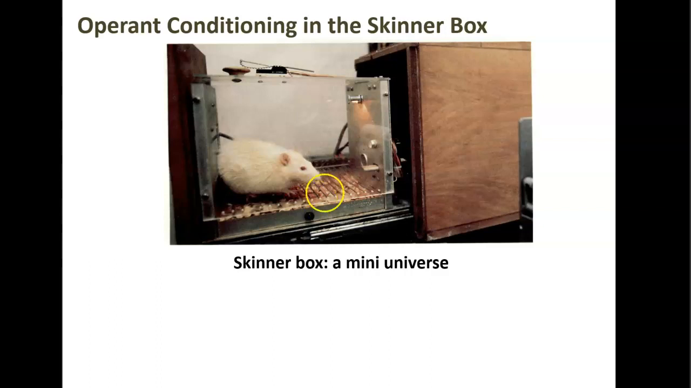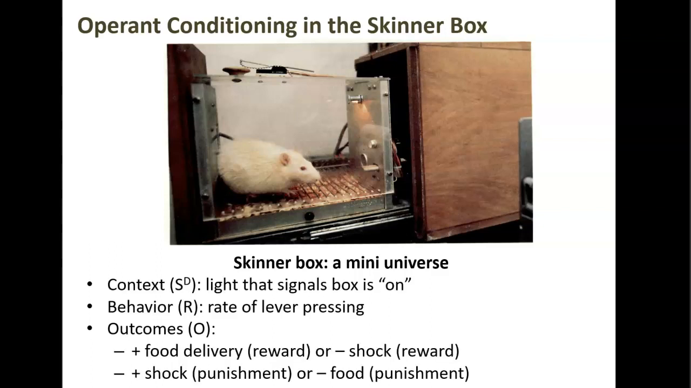But here they're metal. This grid floor, and most Skinner boxes are metal, because you could run shock through this grid floor. So that maybe instead of getting food every time the rat presses the lever, they get punished by a painful shock running through the floor. We'll talk about that and how Skinner used food, rewards, as well as shock punishments in these boxes. So the book calls the Skinner box like a mini universe. So many things can happen here. And so we have a context, the light that signals that the box is on or working.